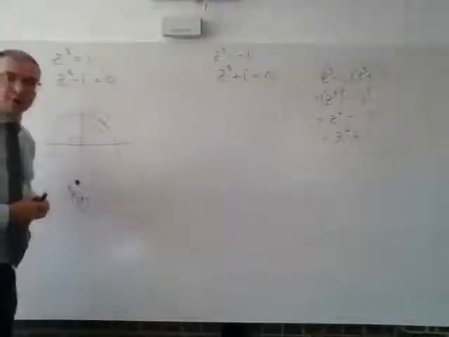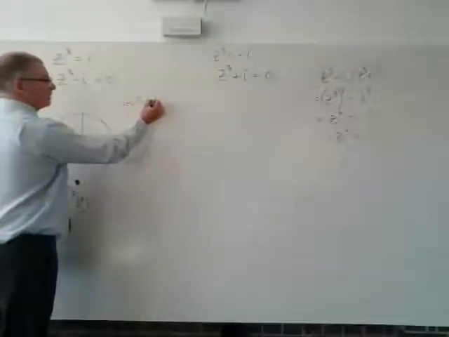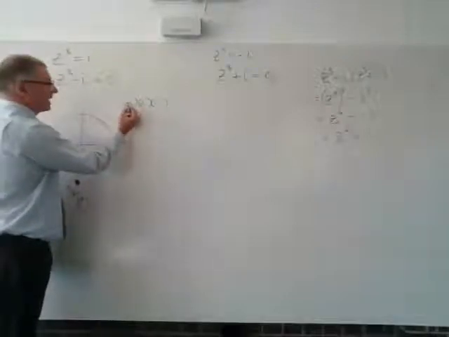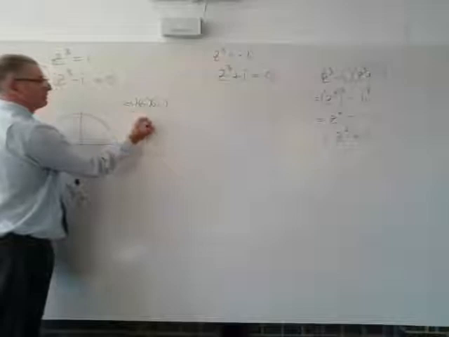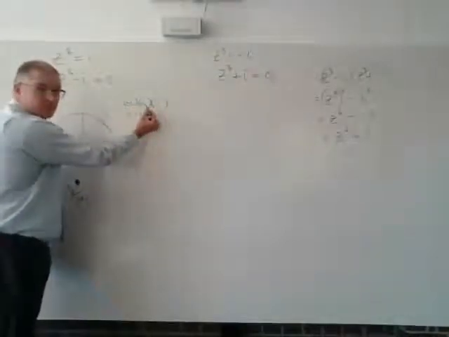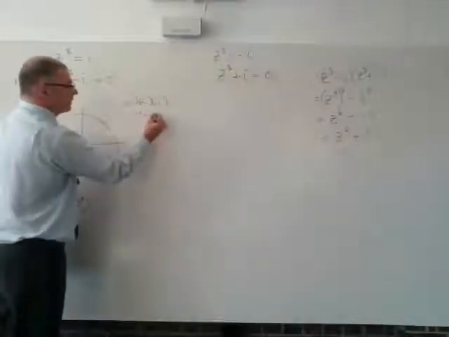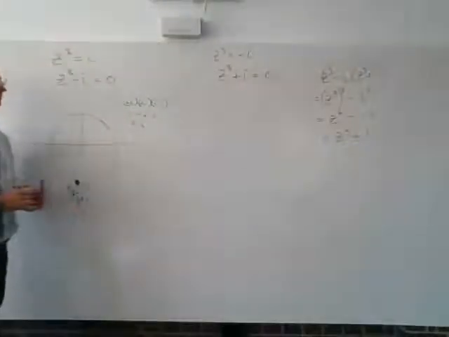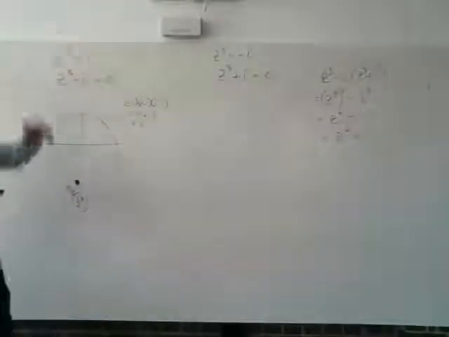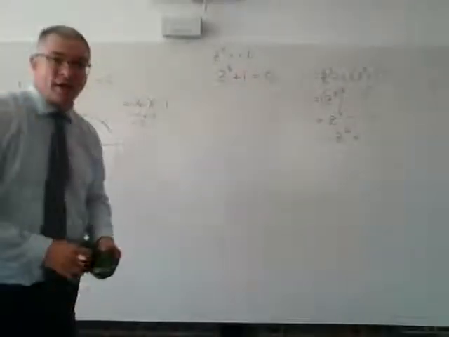What happens when you cube negative i? Negative i times negative i times negative i. You can say negative times negative times negative will give you a negative, and i times i is negative 1 times i. You've got yourself negative i, so that'll end up being i, won't it? And i minus i is 0, or if you like, z cubed is i. So you can find one pretty easily by symmetry, if you like, knowing where to look.